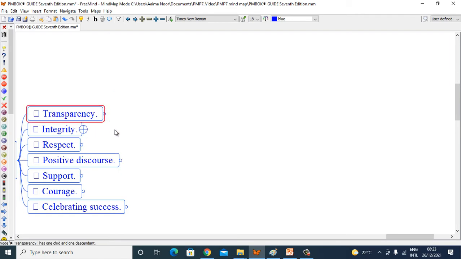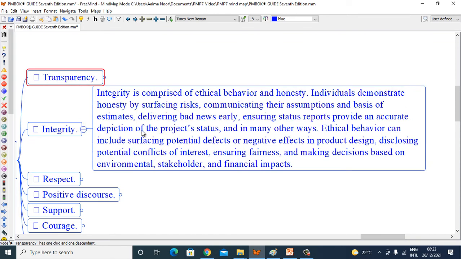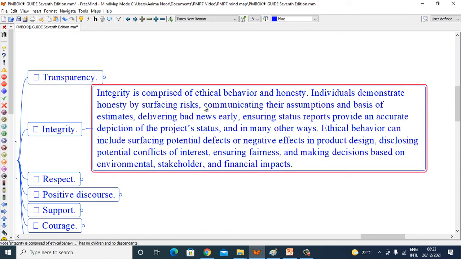Integrity. Integrity is comprised of ethical behavior and honesty. Individuals demonstrate honesty by surfacing risk, communicating their assumptions and basis of estimates, delivering bad news early, ensuring status reports provide an accurate depiction of the project's status, and in many other ways.